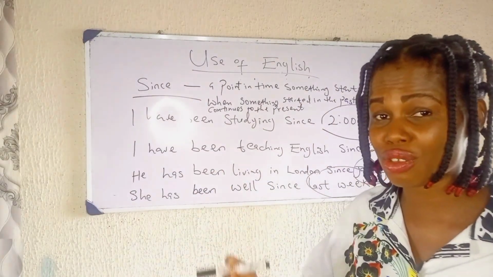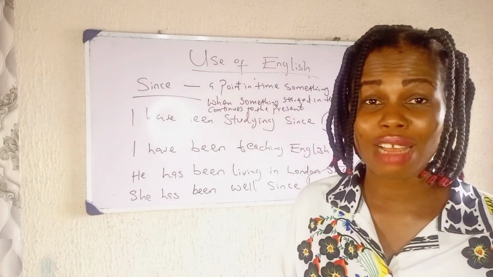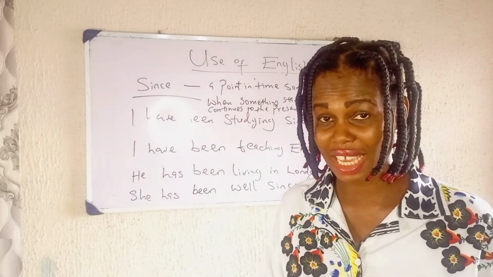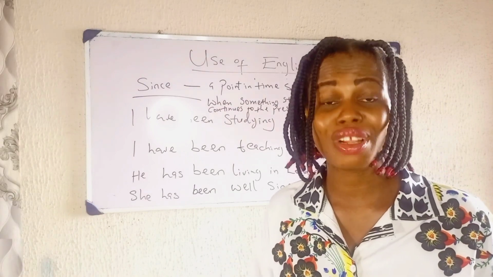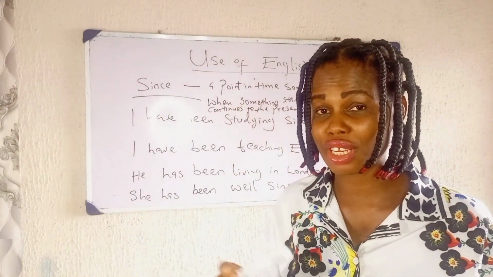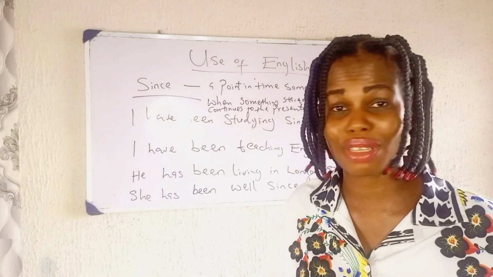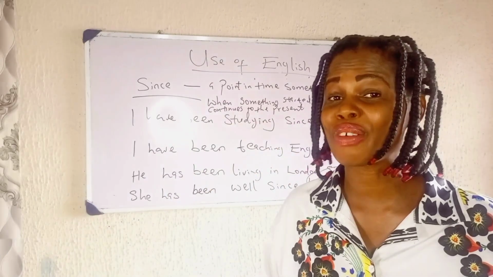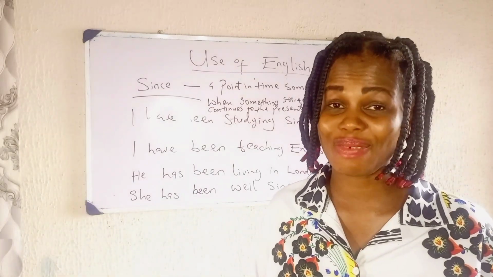While for tells you the period of time something lasted or the period of time something will last. It doesn't talk about a particular time in the past or a particular time in the present, but a period of time. Now let's go back to our question and attempt it.